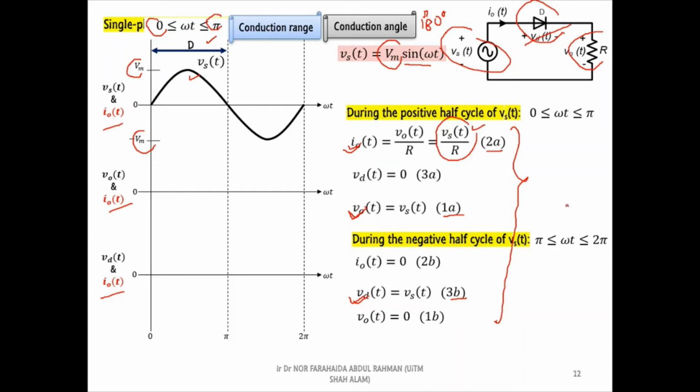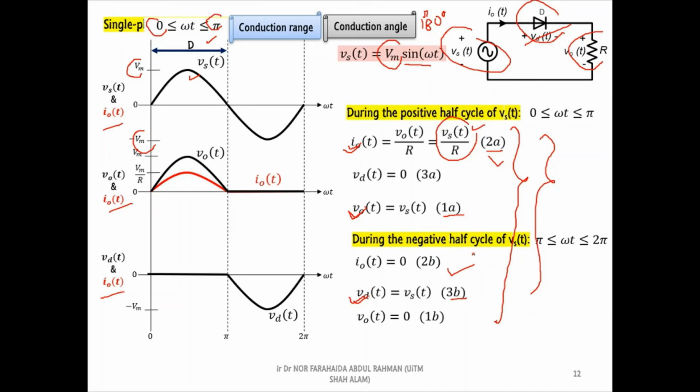Lastly, we will sketch the remaining waveforms using these equations. As discussed, we will start with the current waveform. Since the current equations shown in 2a and 2b are referring to the output current, we will sketch the waveform on the middle axis. Next, on the bottom axis, we sketch the diode voltage waveform. Finally, on the middle axis again, we sketch the output voltage waveform.